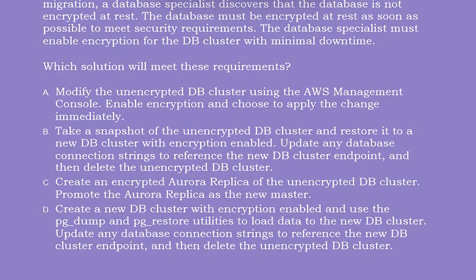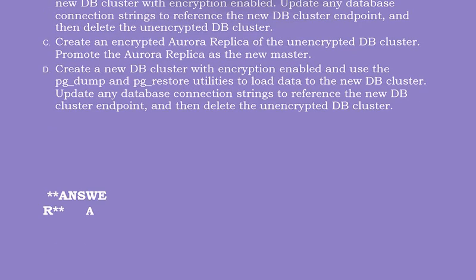Option C. Create an encrypted Aurora replica of the unencrypted DB cluster. Promote the Aurora replica as the new master. Option D. Create a new DB cluster with encryption enabled and use the pg_dump and pg_restore utilities to load data to the new DB cluster. Update any database connection strings to reference the new DB cluster endpoint and then delete the unencrypted DB cluster. Correct answer is option A.